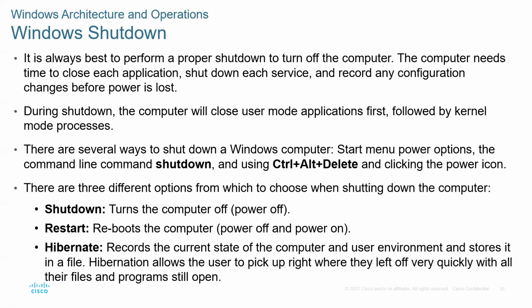All right. So shutdown we were talking about. There's several ways to shut it down. You can use the start menu to shut things down. You can use the command line, write the word shutdown. You can even give a timer on this so that it will shut the system down at a certain period of time. You can use Control-Alt-Delete and then click on the power icon and shut down there as well. There's 3 different options. You can do a shutdown, which turns the computer off.